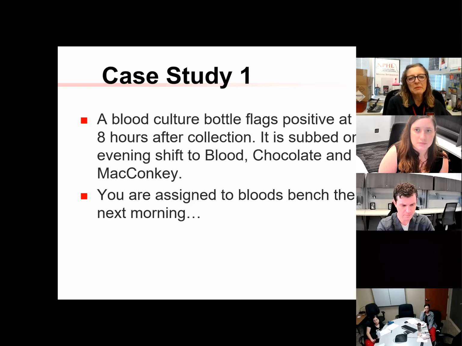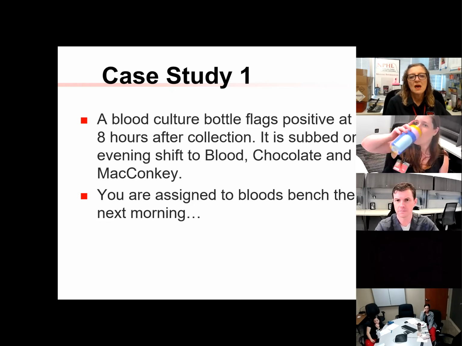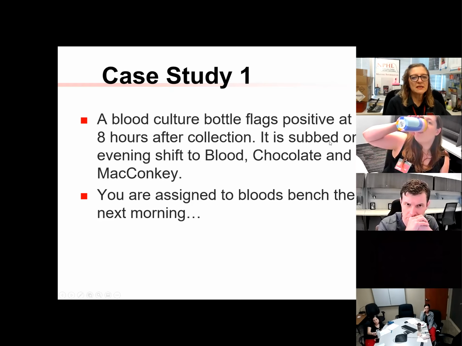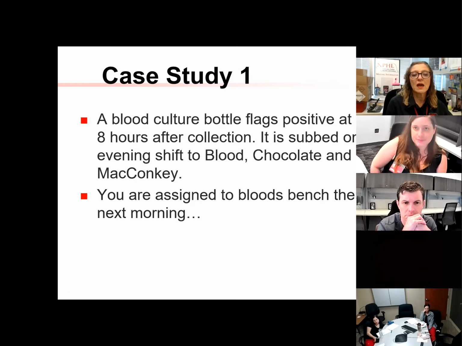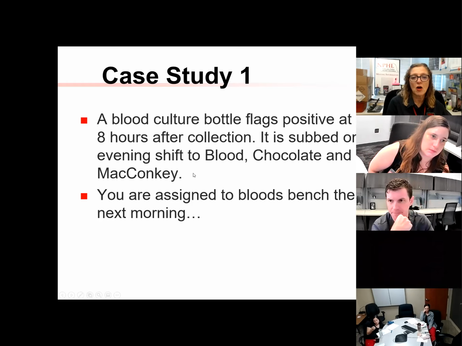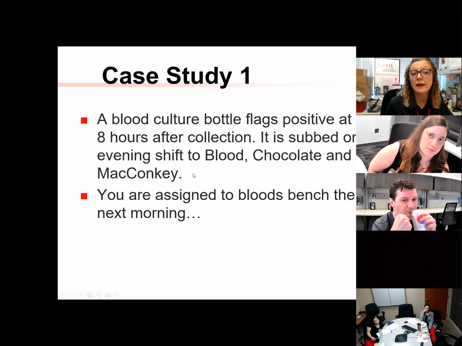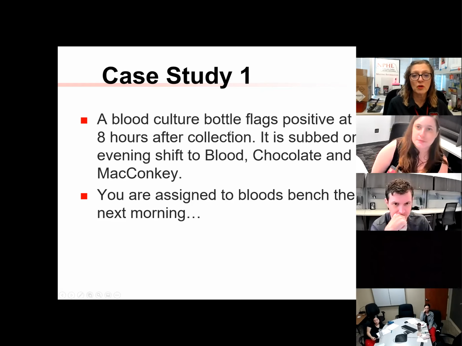So it probably means nothing to the night shift people who are doing the subbing. They would just make sure that they sub it in the biosafety cabinet, which is required for all blood cultures anyway. And it's probably subbed to blood or chocolate, at least, if not all three, blood, chocolate, and MacConkey's, depending upon your protocol.